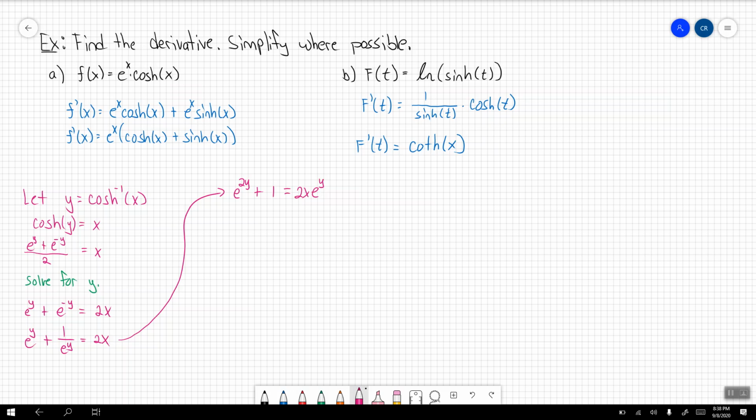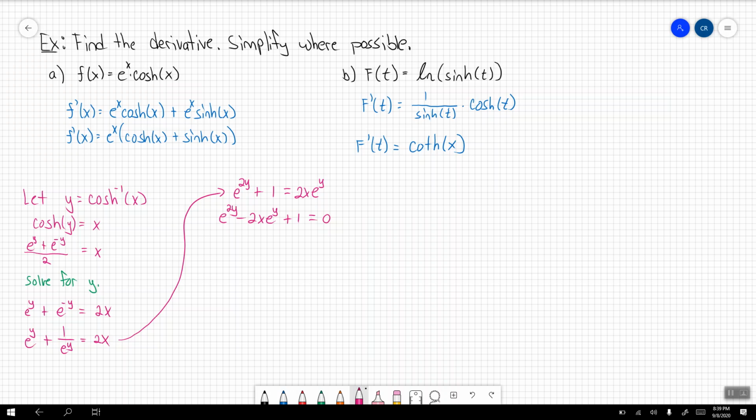Now again, we are trying to solve for y. So let's get all of the terms onto one side. This is e to the power of 2y minus 2x e to the power of y plus 1 is equal to 0. We are trying to solve for y. It is okay if we have a variable x left over when we solve for y, simply because at the very beginning we defined y to be equal to inverse hyperbolic cosine of x, meaning y is a function of the variable x. So when we solve for y, it's okay to have a variable x left over because we will be counting on that variable.